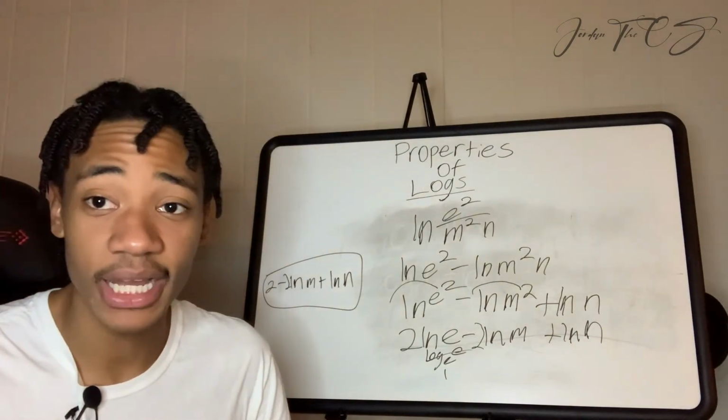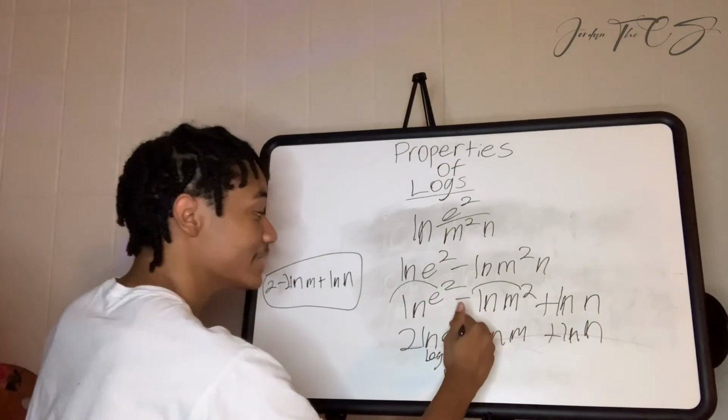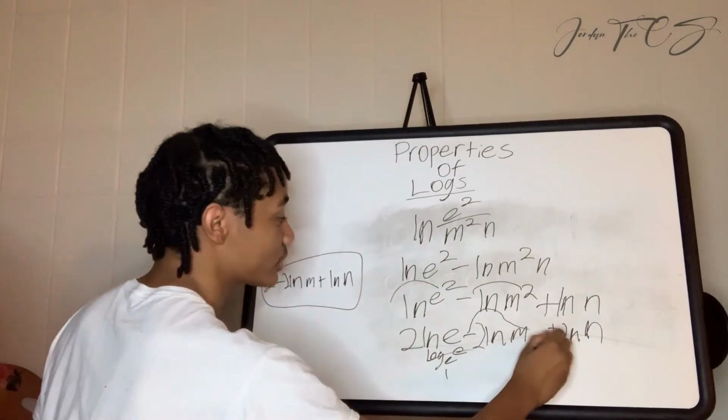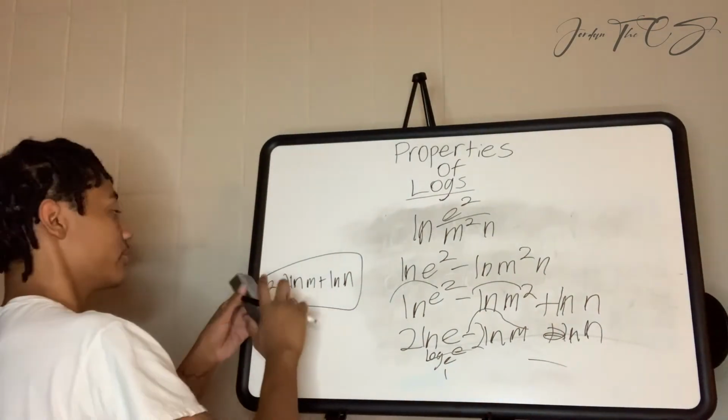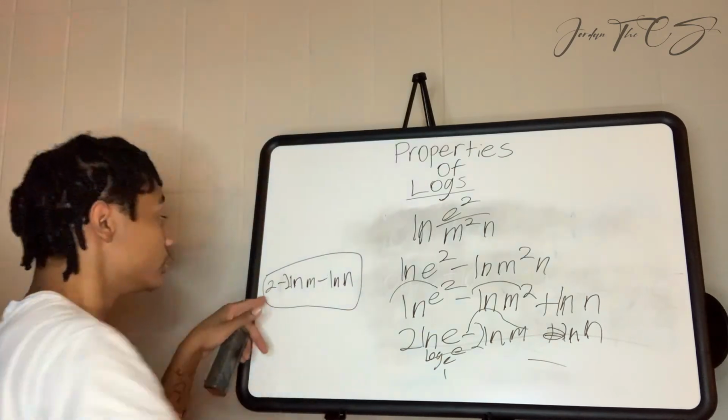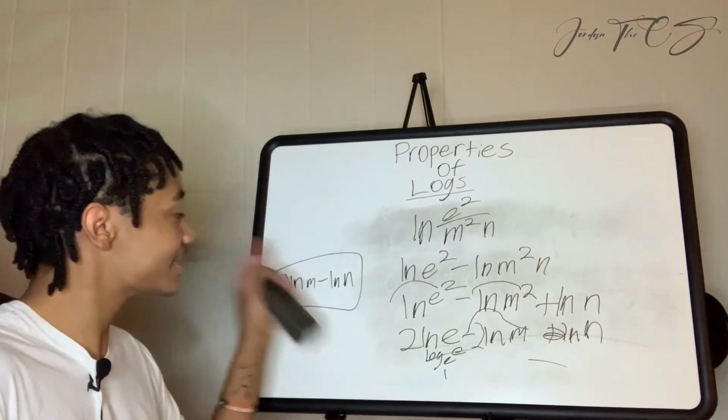That's not my answer, guys. I'm so sorry. So this negative is going to distribute through everything. So this actually turns into a minus. Therefore, this is actually going to be 2 minus 2 ln m minus ln n.